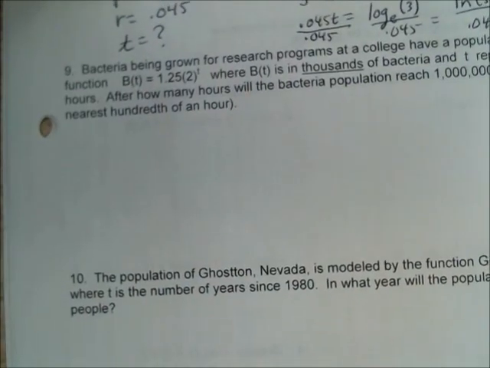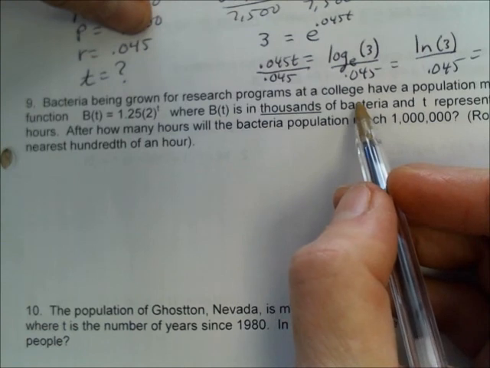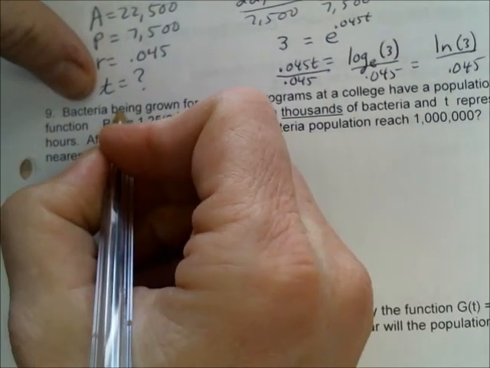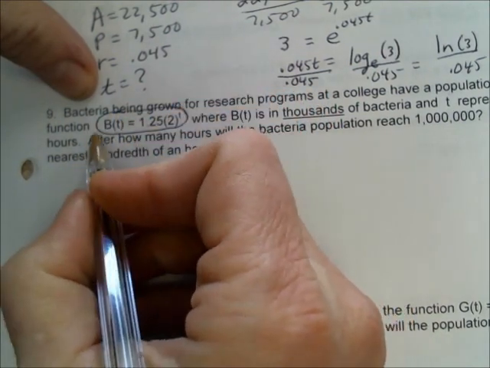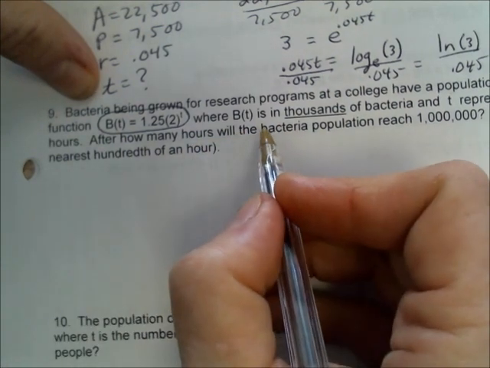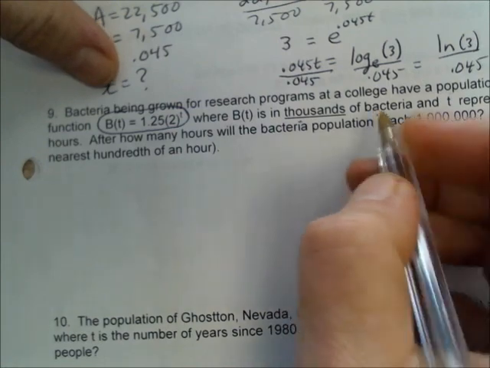Number 9: bacteria is being grown for research programs at a college. They have a population modeled by the function. Here's a function. This is like f of x. Instead of f of x, they're calling it B of t. B of t is in thousands of bacteria.